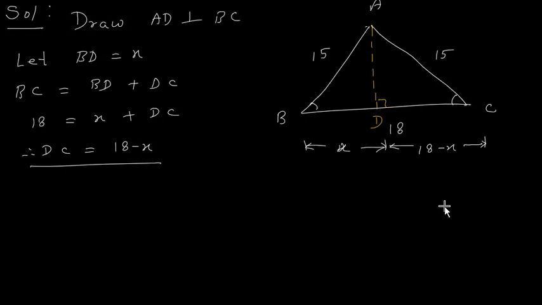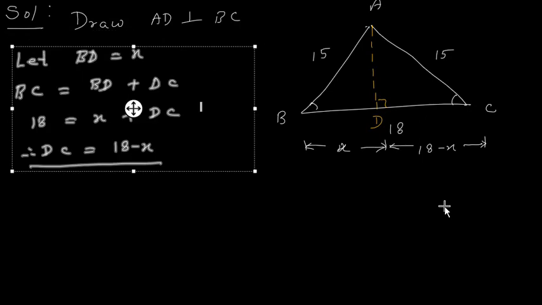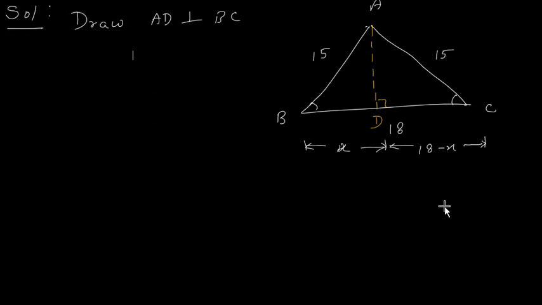So what I will do, I will simply say that triangle ABC is an isosceles triangle.